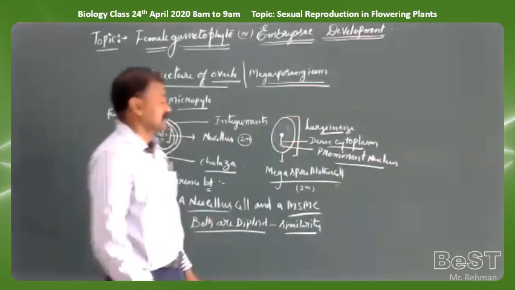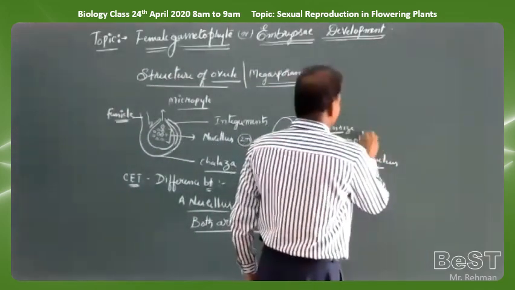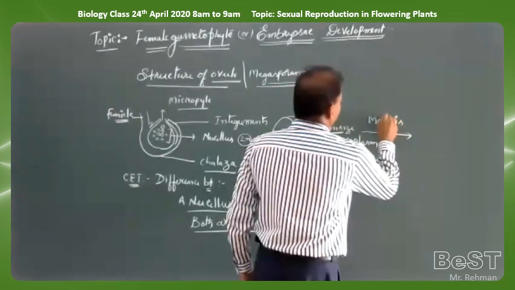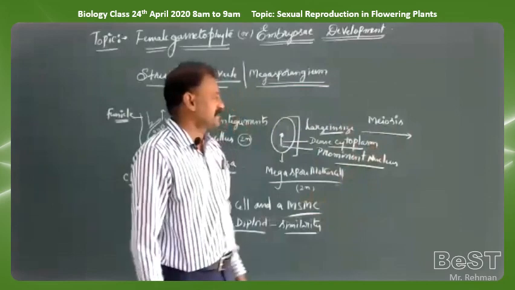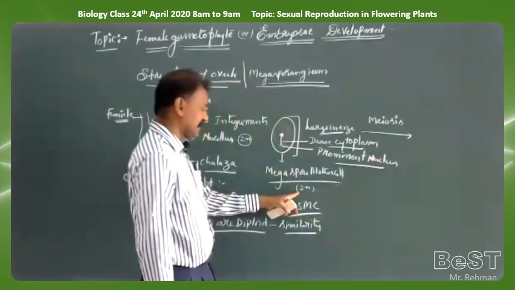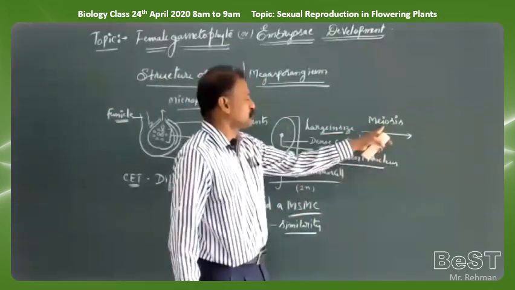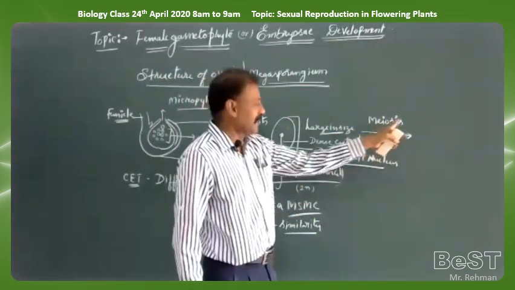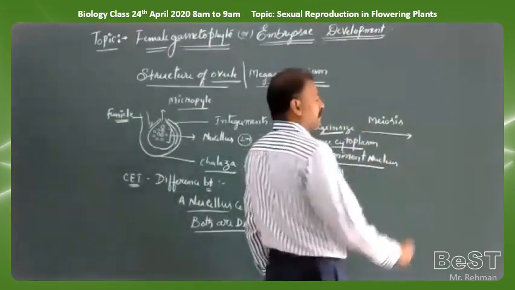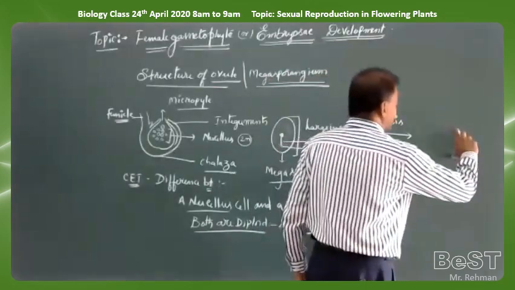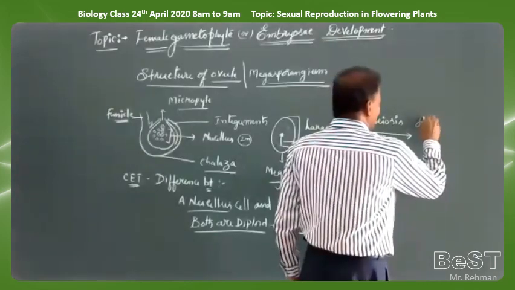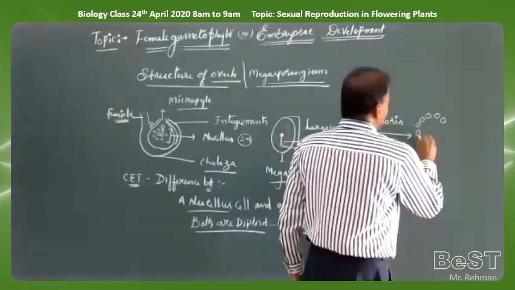Now this megaspore mother cell undergoes meiosis. We have seen in the previous class, one meiosis is equal to 4 cells which are haploid. This is diploid. After meiosis, which is called reductional division, 4 cells are formed. In the textbook, they have given first a dyad of cells, next a tetrad of cells, meiosis 1 and meiosis 2. These are the nucellar cells or nucellus tissue.